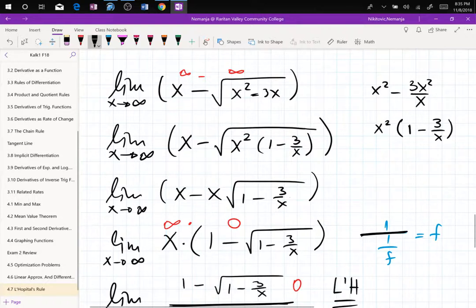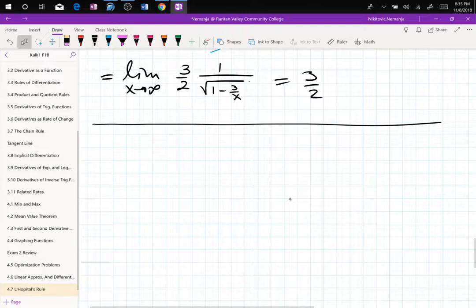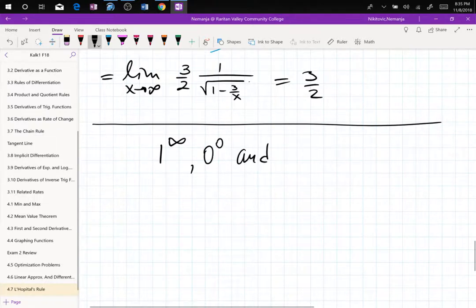All right. So, yeah, I don't know. Anyway, so it works pretty much all the time. That's nice. So what do we have now? We have these cases of 1 to infinity, 0 to 0, and infinity to 0, and they're all solved the same way.